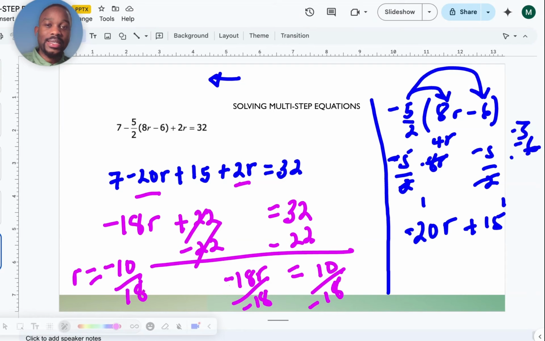Question: is this the simplest form of this fraction, or does it have common factors? 2 divides in, 5 by 2, 9. So we end up with the value of r as negative 5 out of 9. The value of r is negative 5 out of 9.